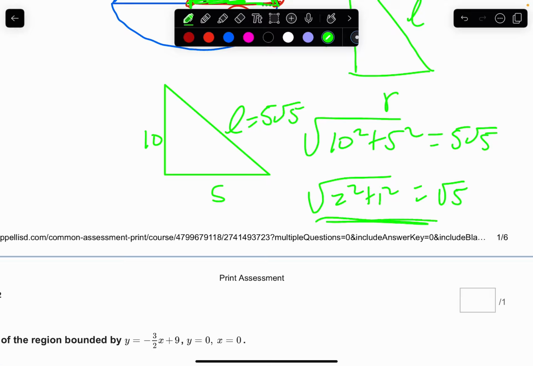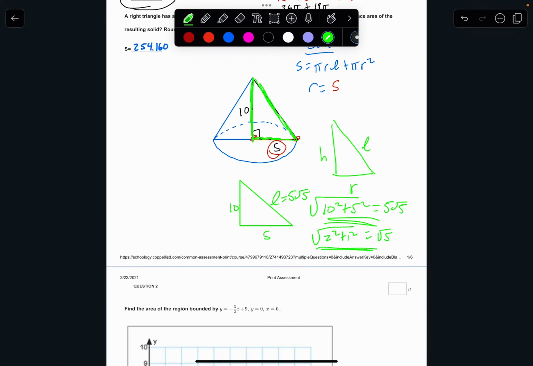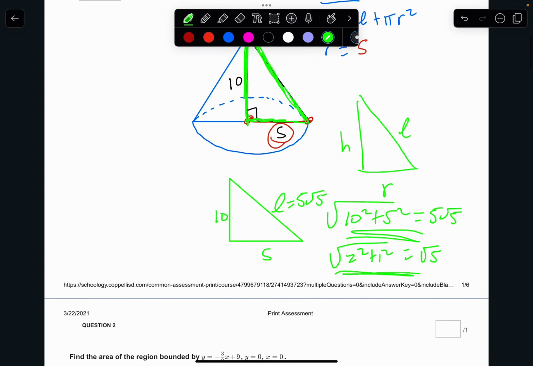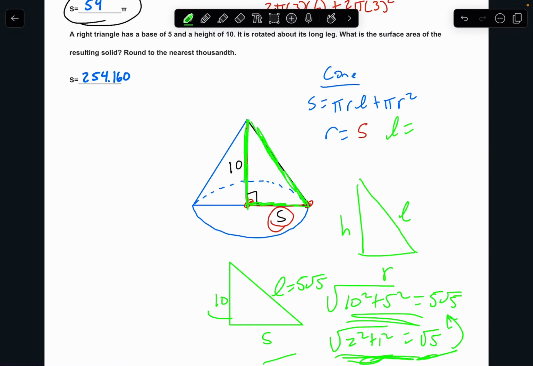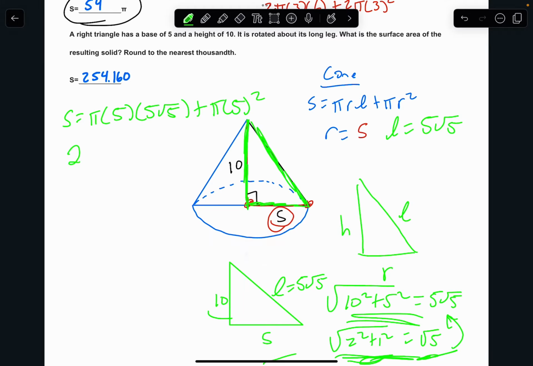So do you remember those skills at all? You can use a calculator for now, but we're trying really hard not to use a calculator. The best way to do Pythagorean theorem is to reduce the numbers, do Pythagorean theorem, and then unreduce the numbers. That's the best way. So the slant height is going to be 5 root 5. So the surface area is going to be pi times the radius times the slant height plus pi times the radius squared. Trying hard not to use a calculator.